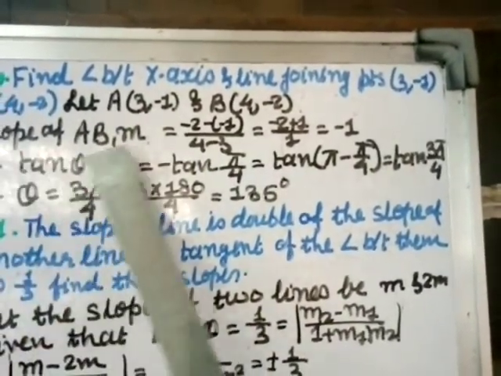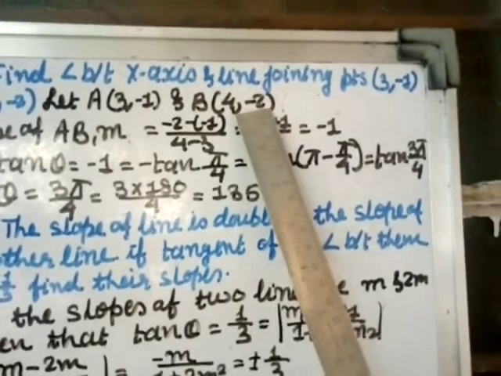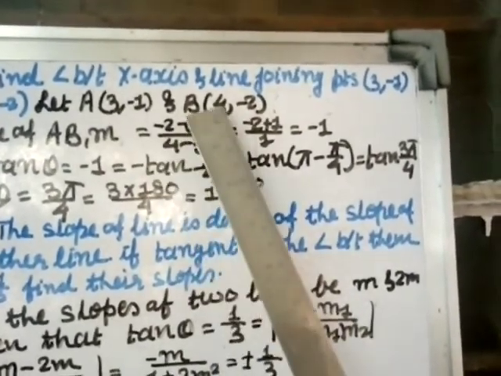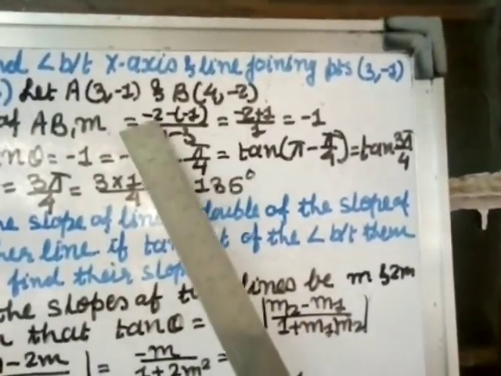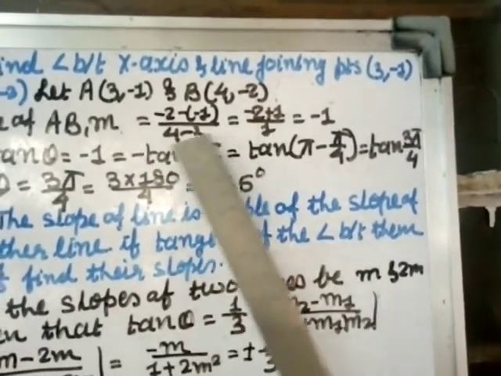So slope of AB, m equals minus 2 minus (-1) divided by 4 minus 3, equal to minus 2 plus 1, and 4 minus 3 is 1.